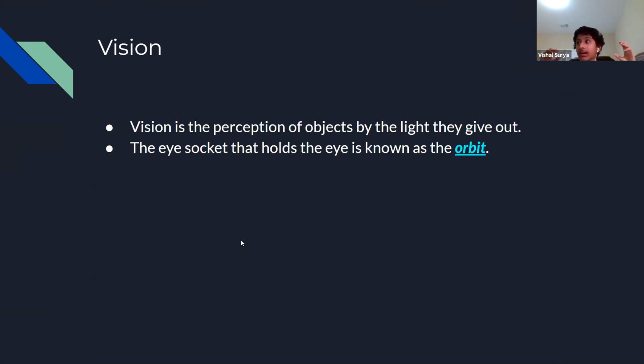And the eye socket that holds your eye is known as the orbit. You could think of it as something that orbits around your eye. That's how I like to think of it. The main thing to get from this slide is just that the orbit is the eye socket that holds the eye. Nothing really too much with this slide.